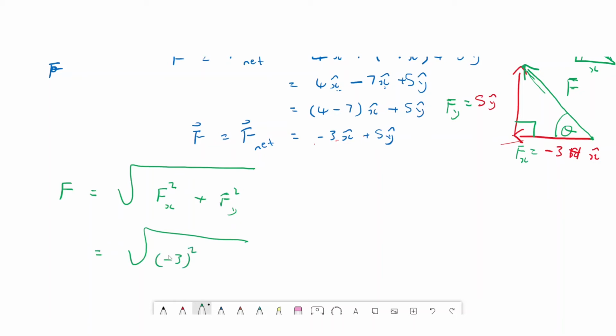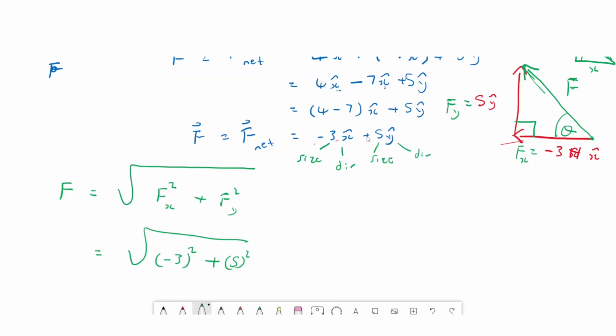So it does, that's why it doesn't matter whether you put a plus or minus, because when you square it, it's always going to be positive anyway. All right, and then this is going to be 5 squared, because the magnitude of fy is 5, the direction is y, right? So this is the size, this is the direction. This is the size, how big is the force, what is the direction of the force, right?